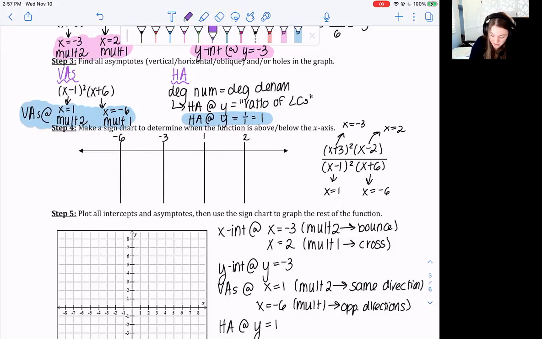Choosing test values. We have -7. I'll do -4, 0, 1.5, and 3. You could also use your trick here. Totally use your trick here.